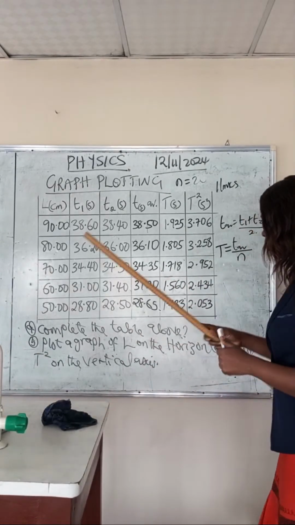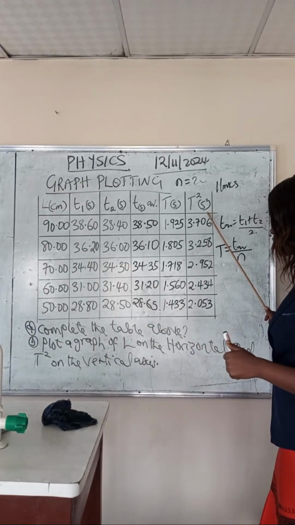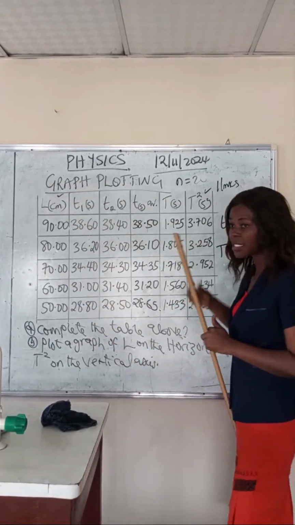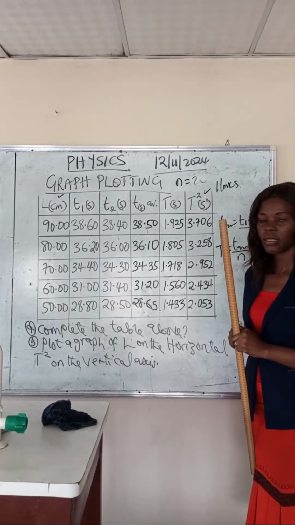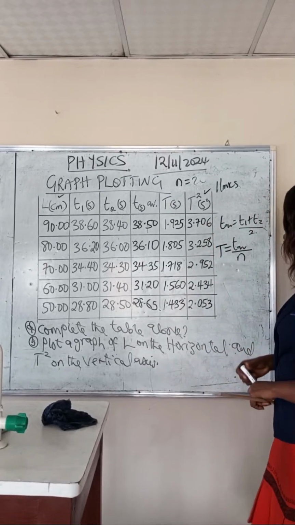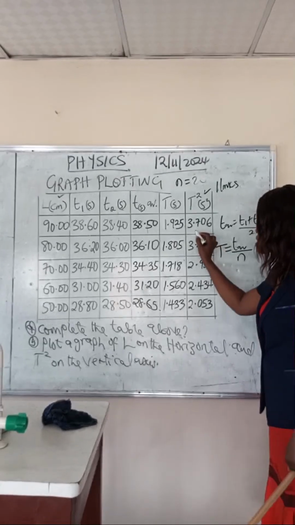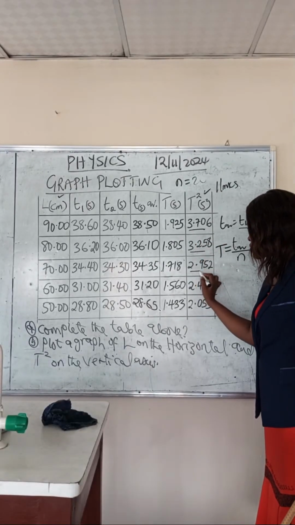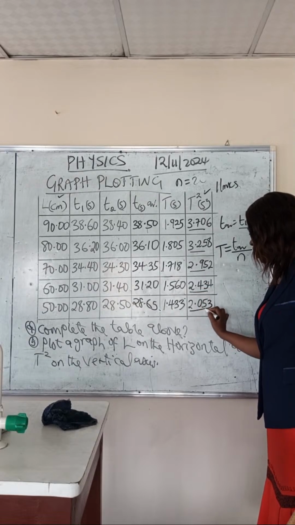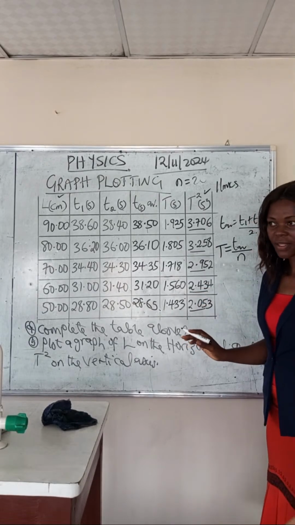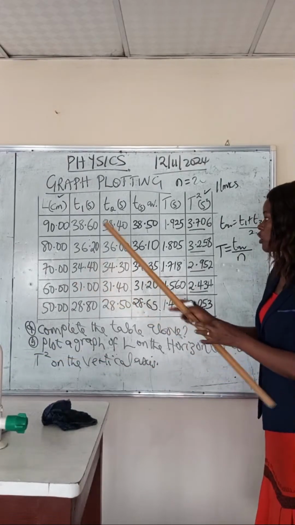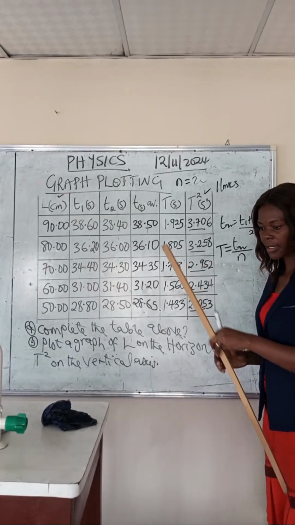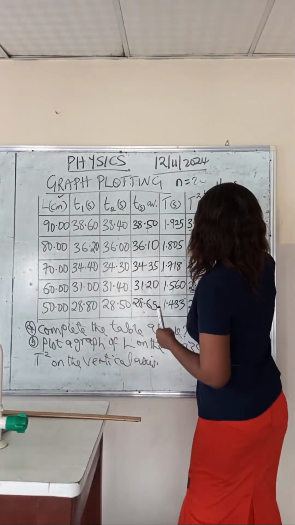We are plotting L on the horizontal and T square on the vertical. So we are considering just this and this. Is that clear? Now, if you are considering the two, you are going to use 2 decimal places here, like this and this. So I'm going to make another column for just this and this, so we can use it to plot the graph. Is that clear?